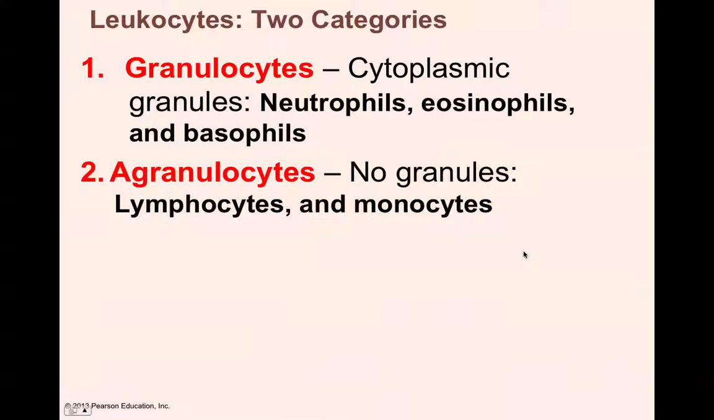So there are actually two major categories of leukocytes. There are granulocytes. These are cells that have little granules in them, and there are three kinds. Cytoplasmic granules means these granules are in the cytoplasm. Neutrophils, eosinophils, and basophils. So there are three types of granulocytes. Then there are two other types of white blood cells that are called agranulocytes. A means without. So these have no granules. And the two kinds of agranulocytes are lymphocytes and monocytes.